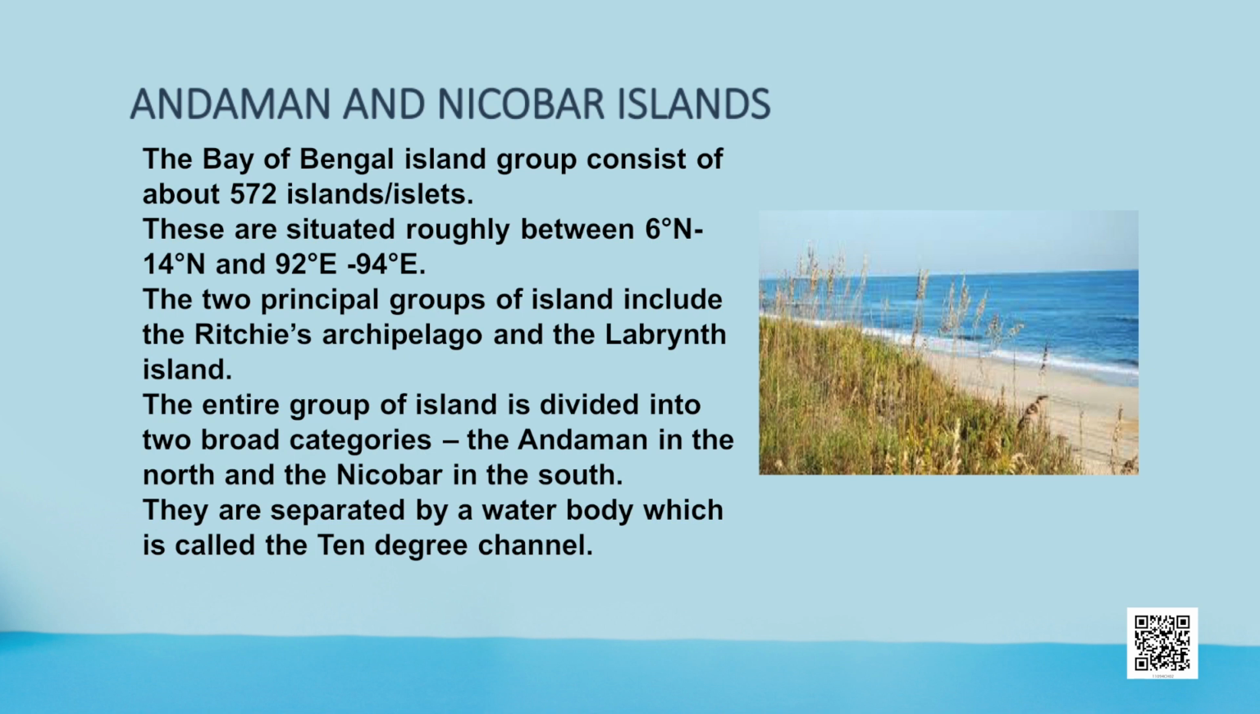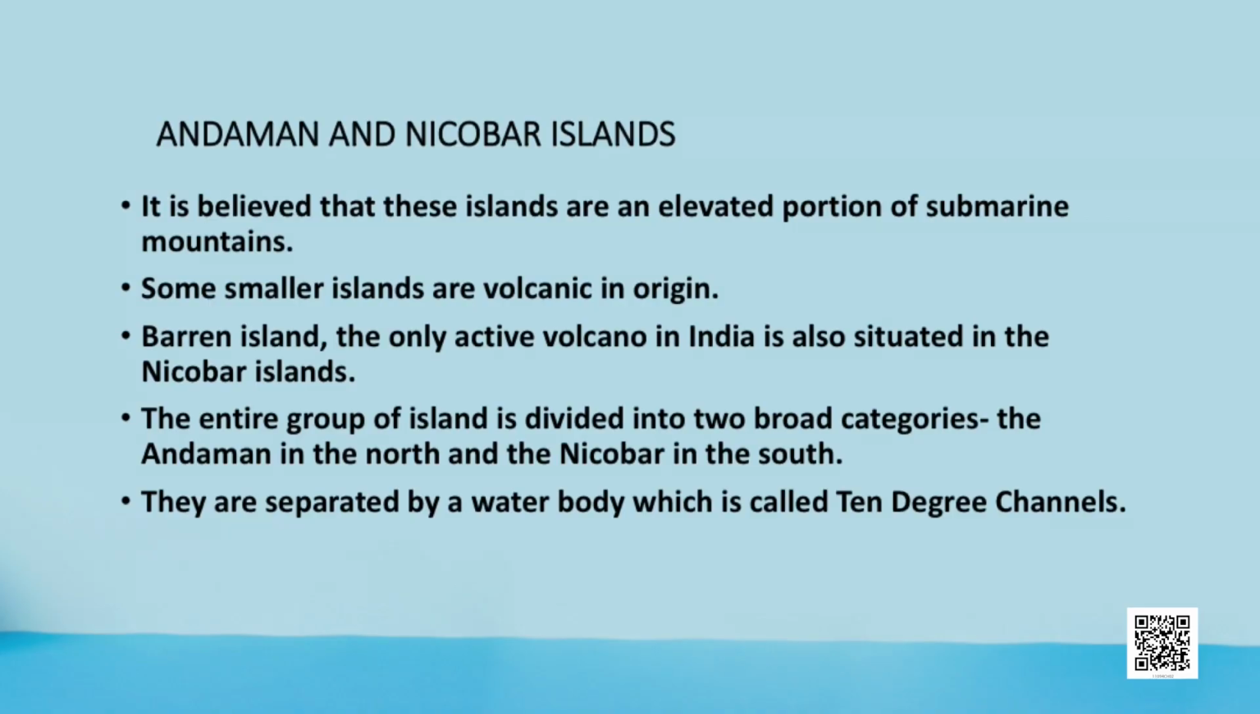The entire group of islands is divided into two broad categories, as I have told you, Andamans in the north and Nicobars in the south. They are separated by a water body which is known as the 10 degree channel. So now if you see the comparison, Lakshadweep islands are separated by the 11 degree channel and Andaman and Nicobar are separated by the 10 degree channel. It is believed that these islands are an elevated portion of submarine mountains. We have abundant physical features inside the oceans also.